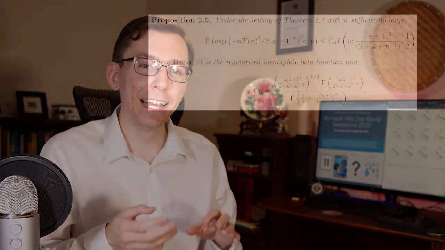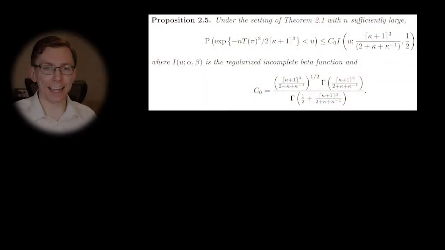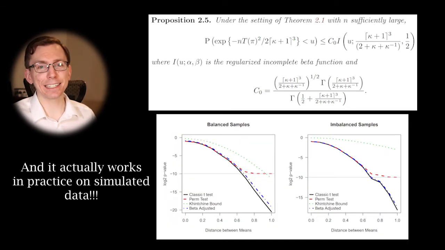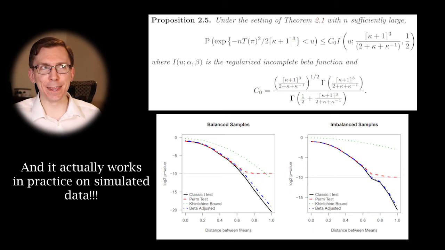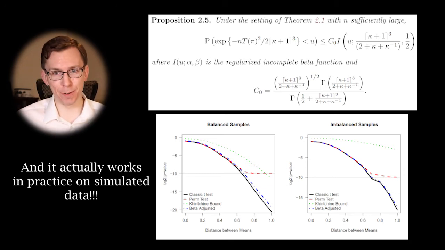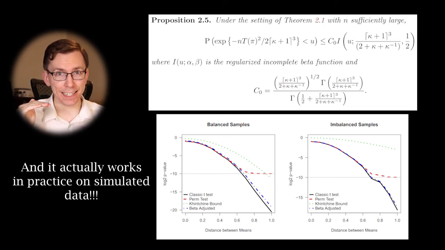First, we have a proposition that extends our theorem for univariate data. What it says is that if I want to look at the probability that my tail bound is less than some u, we actually have a bound on the bound in terms of a beta distribution. And in the univariate setting, I can explicitly compute the parameters for the beta distribution based on kappa, which is the imbalance in my sample size.